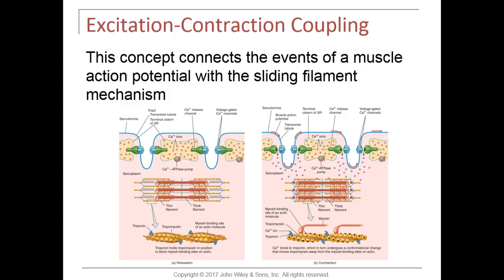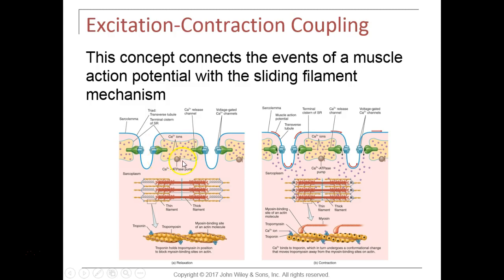So in order to get a piece of the story, we have to look at this picture, which is really a summary picture. And we start up here at the sarcolemma. Notice we have the T-tubules as well, right? So in this picture, this represents a relaxed muscle because all of the calcium ions are stored inside this structure, which represents the sarcoplasmic reticulum.